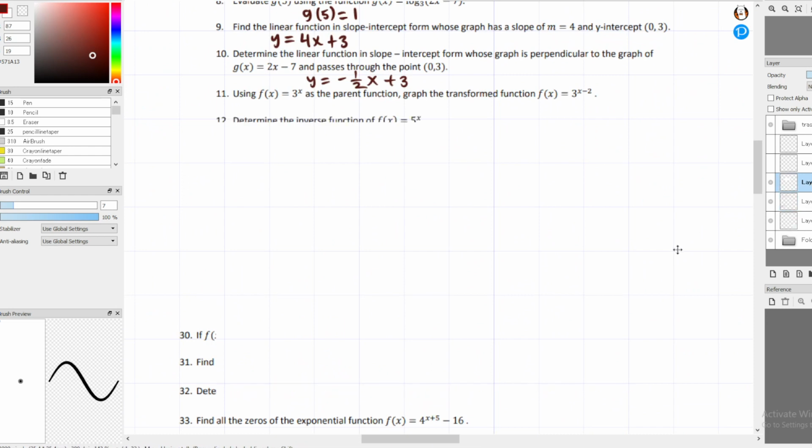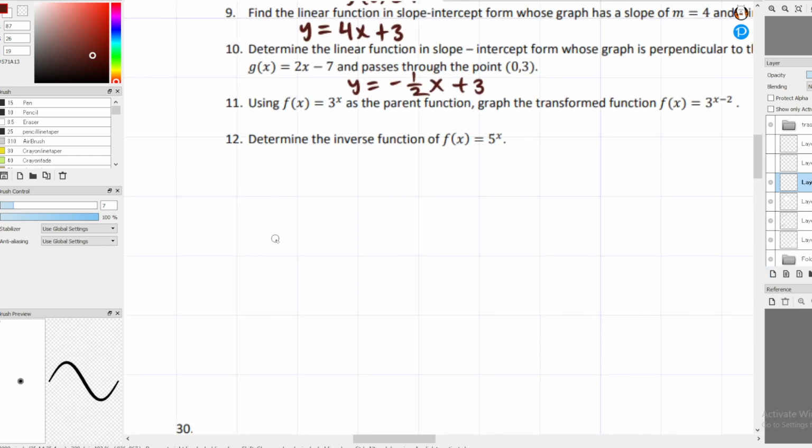We just did 11, and now we are looking at 12, which says determine the inverse function of f of x equals 5 to the power of x. To do this, when you hear the word inverse, that just means we're swapping our x and y's. That could mean we're swapping our domain and ranges. As long as we're swapping our x and y's. It also means that we're reflecting over y equals x. But that's not relevant to this problem as much.